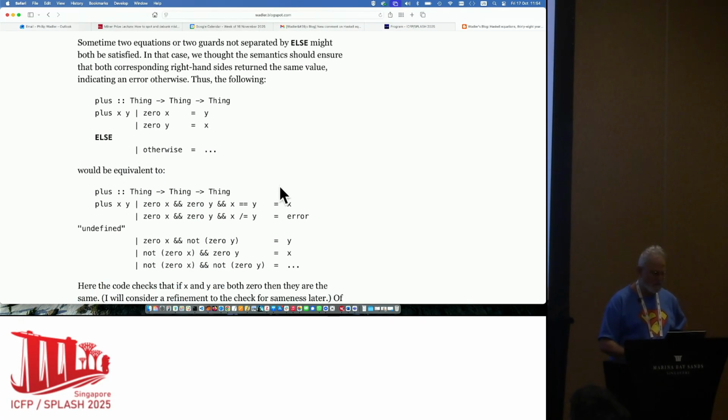But sometimes you might not want to use an else, because either one is perfectly fine, but they overlap. It's like we're defining plus of x and y, and if x is 0, then just return y. If y is 0, just return x. They could, of course, both be 0. But that will be all right, because if they're both 0, we'll return one of these two things, and they're both 0, so they're the same. But we're just asserting that implicitly. We're not checking it.